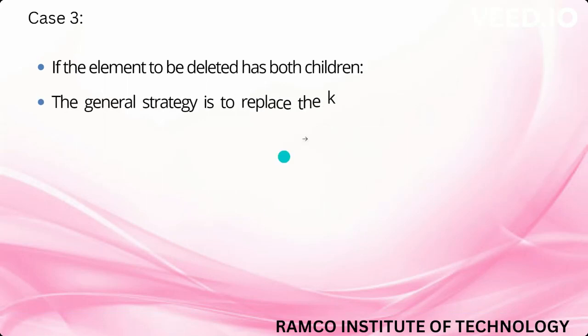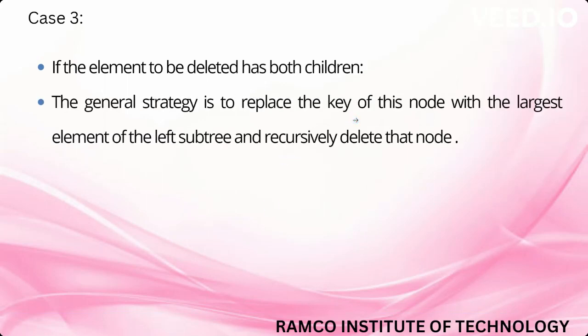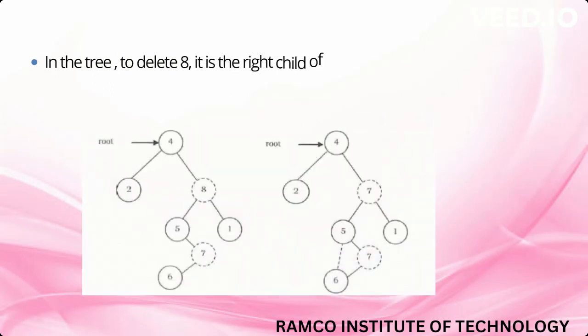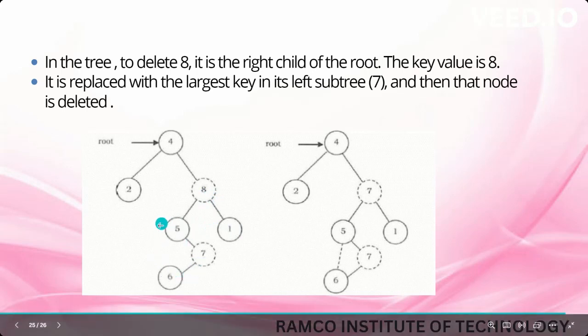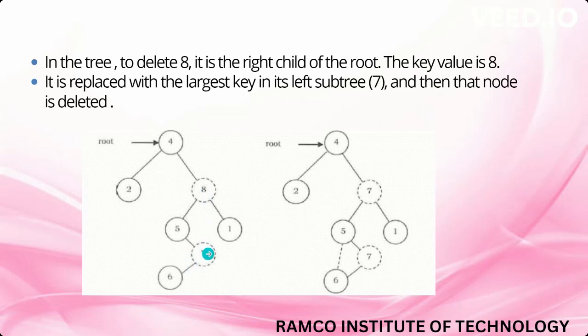Third case: if the element to be deleted has both children, the general strategy is to replace the key of the node with the largest element of the left subtree and recursively delete that node. This is the example. Here we are going to delete the element 8. The node 8 has both a left subtree as well as a right subtree. The strategy is to replace 8 with the largest element of the left subtree. Here the largest element is 7. So 8 is replaced with 7. This is the tree after deleting the element 8.